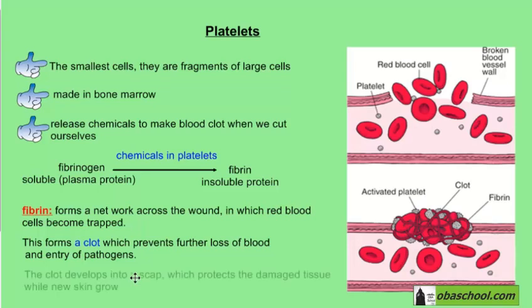So the clot develops into a scab later on, which will protect the damaged tissue while the new skin grows. We can't wait for new skin to grow while our body is open to the outside and we keep bleeding, so we just need to protect the damaged tissue until the new skin will grow.